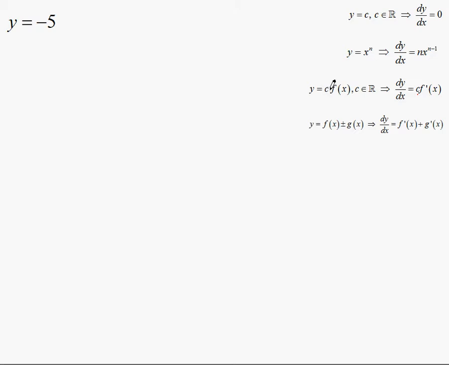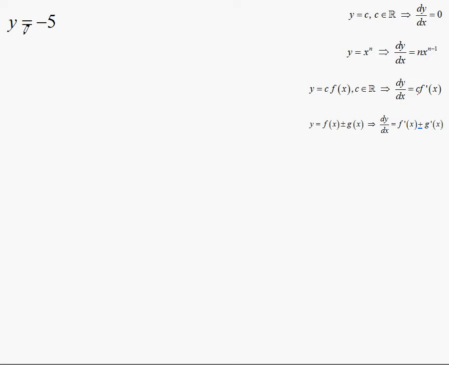If y is a constant multiplied by a function, we take the derivative of the function and we leave the constant. And finally, if y is the sum or difference of two functions, then we take the derivative of the first function plus or minus, the plus or minus is missing here, the derivative of the second function.